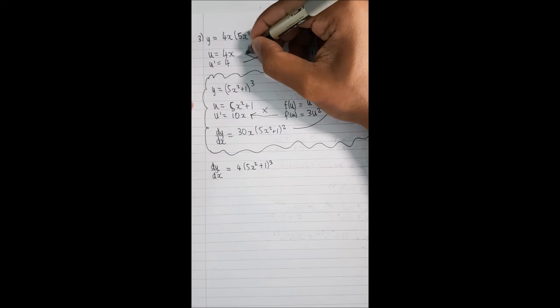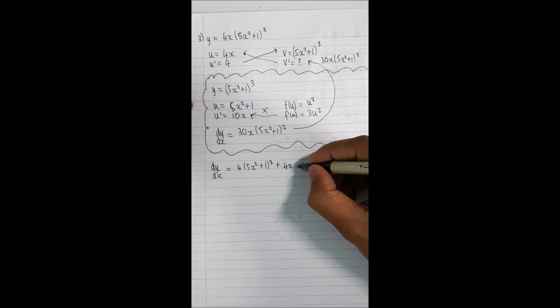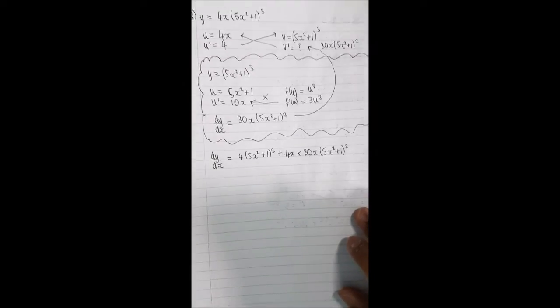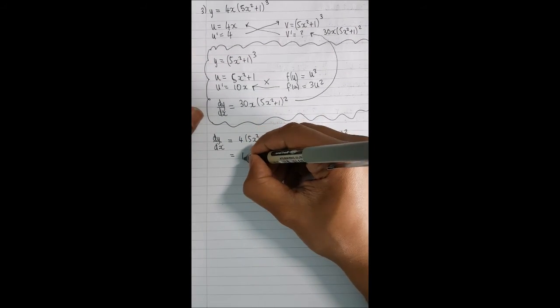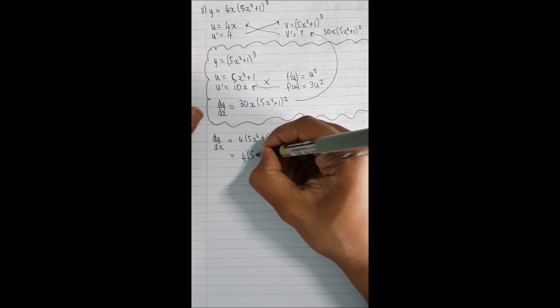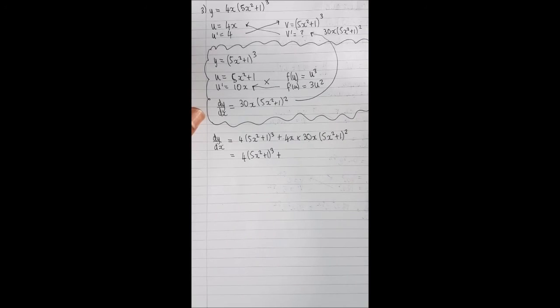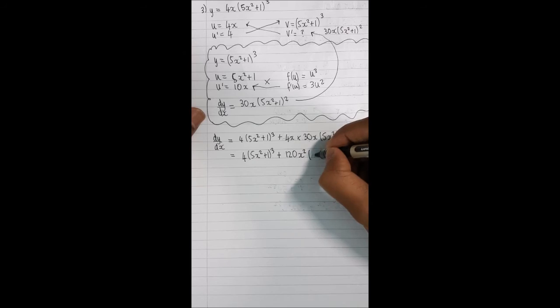plus, and then of course v prime times 4x, which is 4x times 30x into 5x squared plus 1 all squared. Tidying that up a little bit, we end up with 4 into 5x squared plus 1 all cubed plus 120x squared into 5x squared plus 1 all squared.